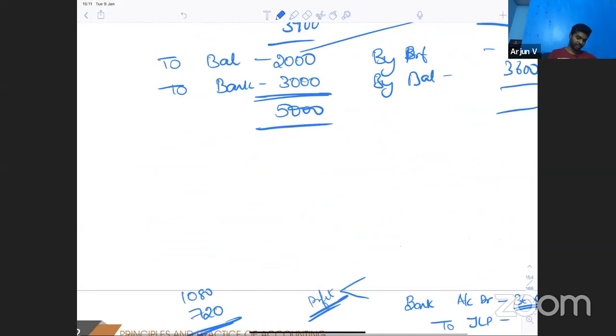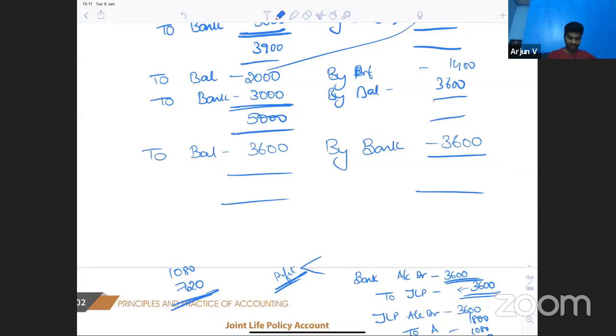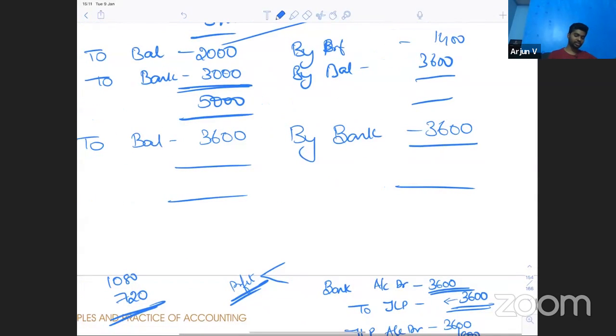In the fifth year, guys, see here, I want you guys to just look into it. In the fifth year, you'll write to balance 3600. You sold or you gave up the insurance because the partner retired. So you'll write by bank 3600. Let's say in this case, instead of 3600, the bank paid you 3800. So what will happen? You'll write by bank 3800.